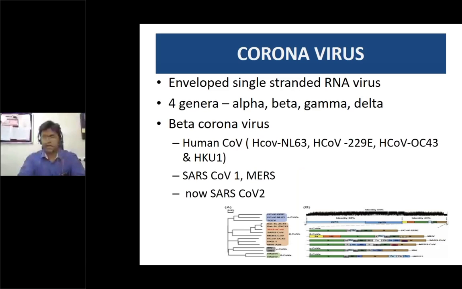Coronavirus is a single-stranded RNA virus. It is an enveloped type of virus. It has 4 subtypes: alpha, beta, gamma, and delta type of viruses. The beta coronavirus is the commonest virus related to human infection so far. The early infections known due to these viruses include NL63, 229E, OC43, and HKU1, and SARS-CoV-1 and MERS are the earlier delta infections that are known so far, and now it is SARS-CoV-2.